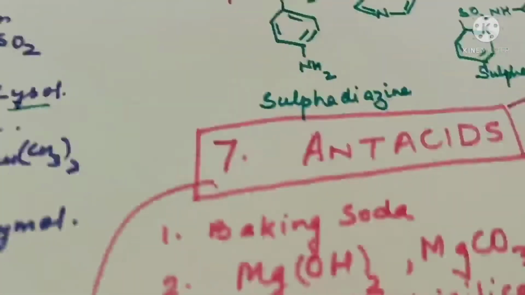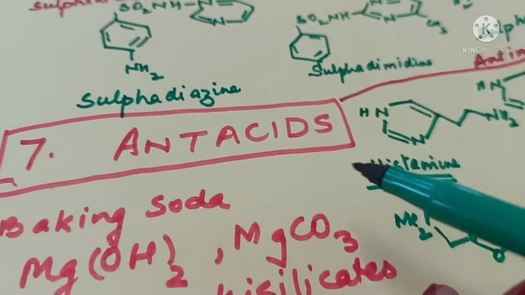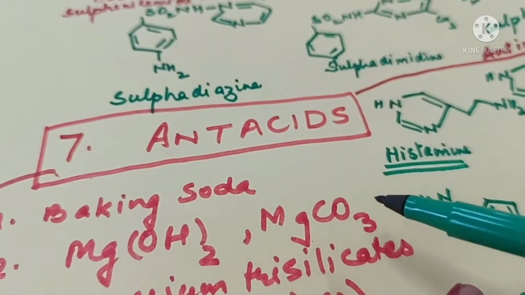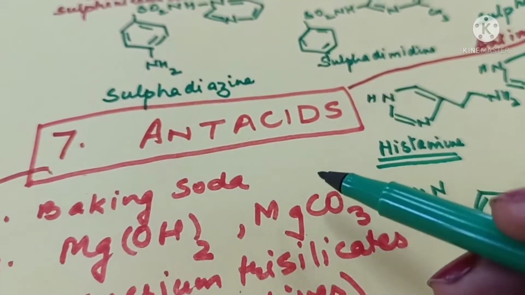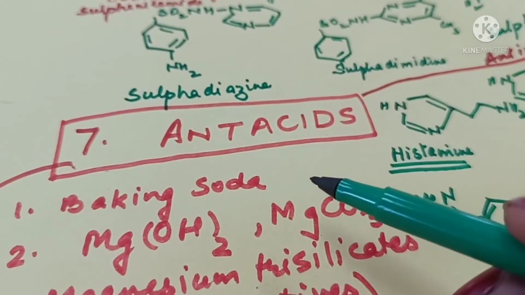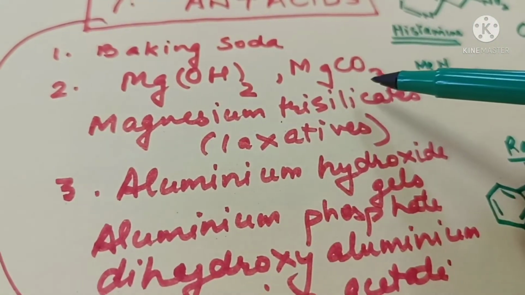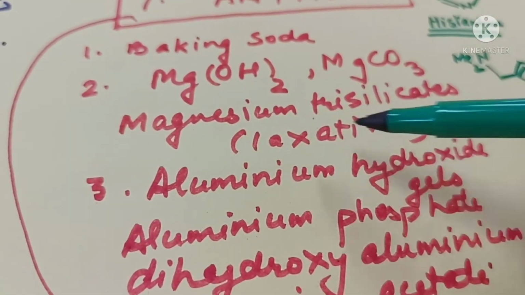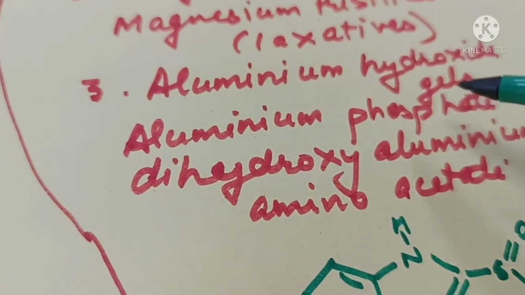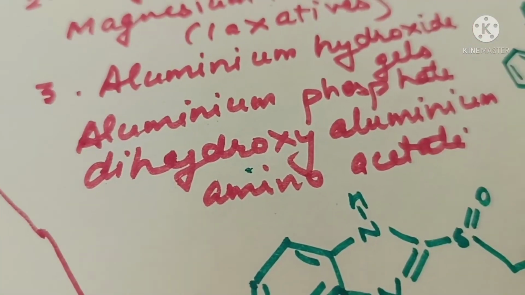Then next is antacids. We have acid in our stomach which is used for digestion of food, but when it goes in excess amount, it causes acidity, and to treat this acidity in the stomach, chemicals are used which are called antacids. Examples of antacids are baking soda, magnesium hydroxide, magnesium carbonate, magnesium trisilicates. These are used as laxatives. Then aluminium hydroxide gels, aluminium phosphates, dihydroxyaluminium amino acetates.